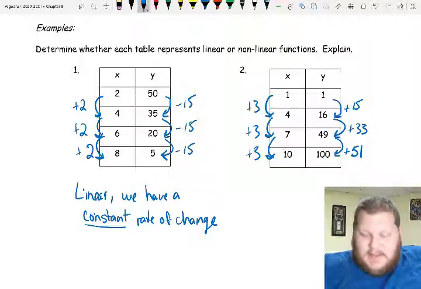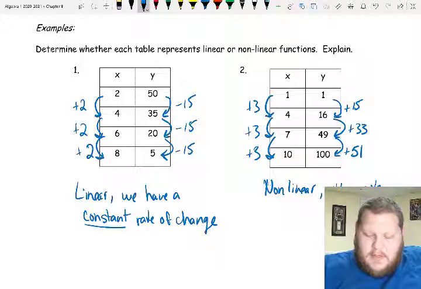So in this case, this would be a non-linear function because the rate of change is not constant.